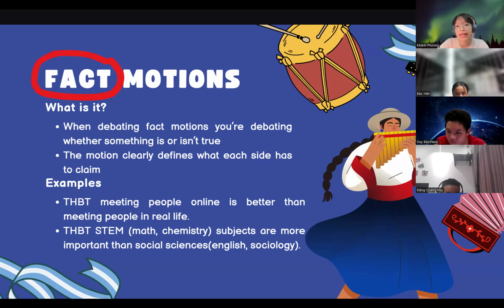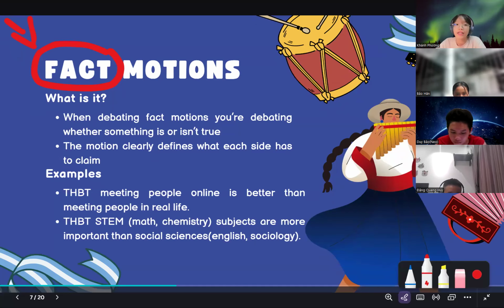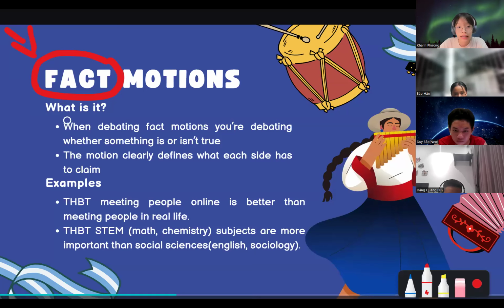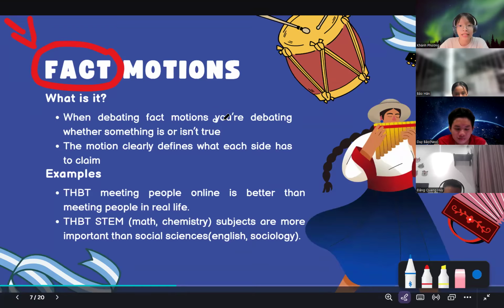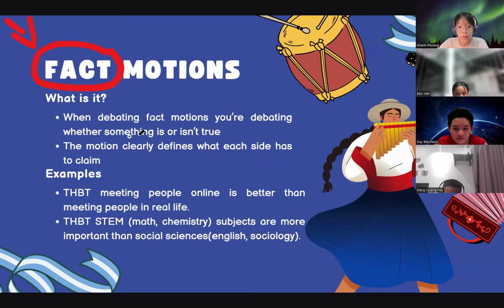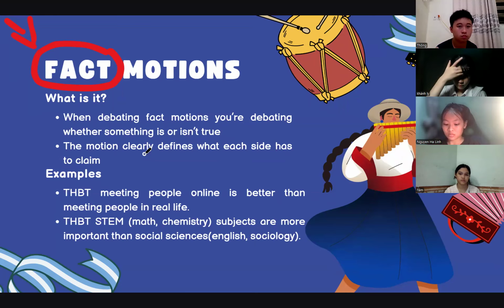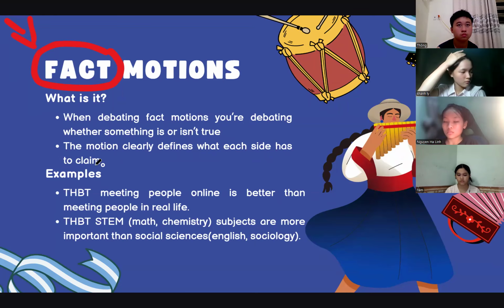Yes, but what is the meaning of fact? Like what does this word mean? It is like the truth. All right, that's correct. So fact is like the truth. And that is why in this debate, when debating a fact motion, you are debating whether something is or isn't true. That's what you do. And the motion clearly defines what each side has to claim.